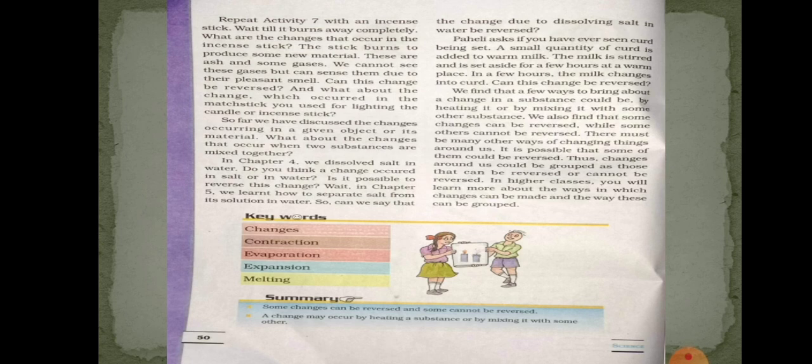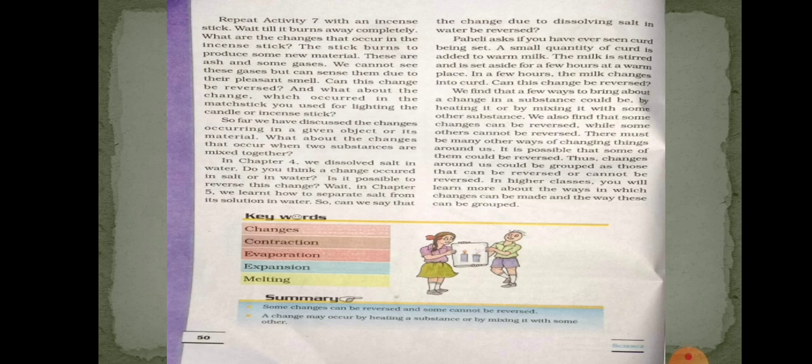We find that a few ways to bring about a change in a substance could be by heating or by mixing it with some other substance. We also find that some changes can be reversed while some others cannot be reversed. There must be many other ways of changing things around us. It is possible that some of them could be reversed. Thus, the changes around us can be grouped as those that can be reversed and those that cannot be reversed, that is, reversible or irreversible.